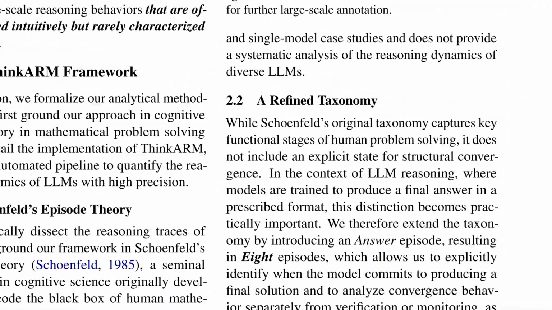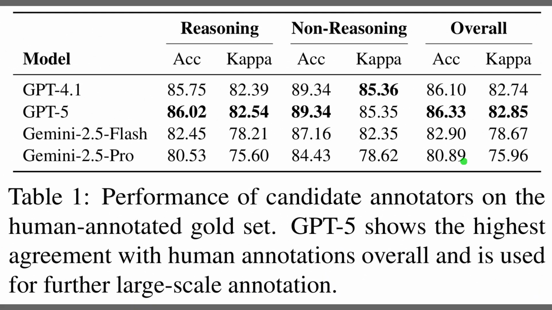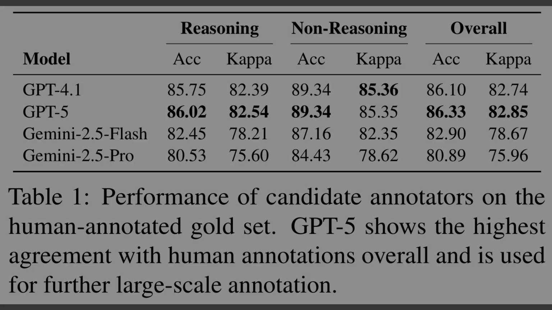Table 1 matters because it picks which automatic labeler the authors trust to tag episodes at scale. The table reports accuracy and kappa, where kappa measures agreement with humans after correcting for chance. The overall columns show that GPT-5 has the strongest human agreement, so it becomes the annotation engine for the full dataset. The reasoning and non-reasoning blocks show that this choice holds across both response types, not just one corner case.